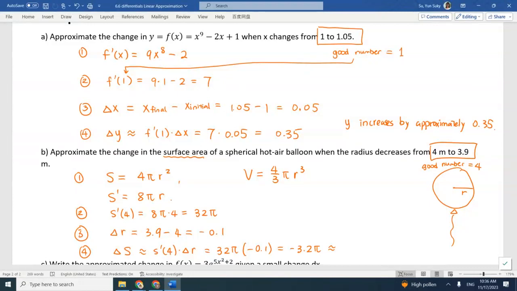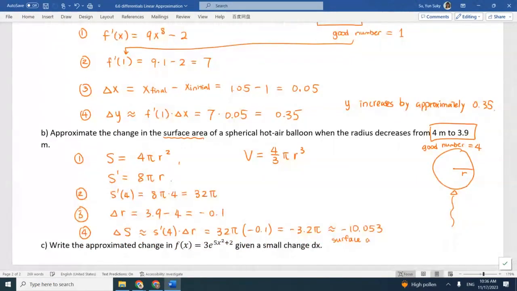Yeah? Gabby, what do you get? Thank you. Yes. So we can say the surface area, does it increase or decrease? It decreases by approximately what? 10.053.